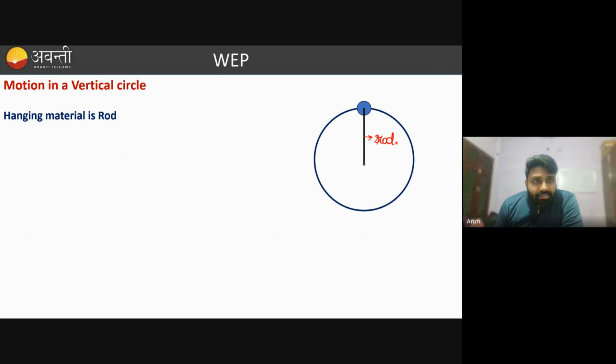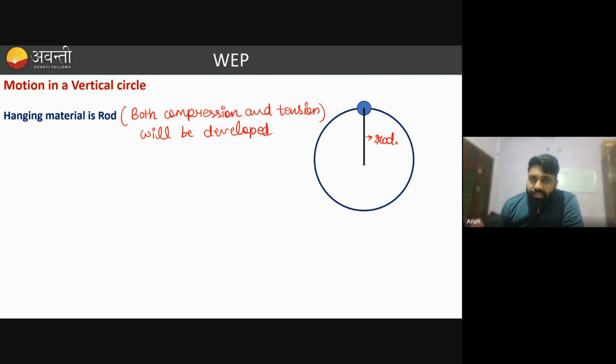So to complete the circular motion, I will write it. The new material is rod, so both compression and tension will be developed. It will resist both. If you try to compress it, it will not compress, because this is solid material, so it cannot compress. If you extend it, it will not extend.